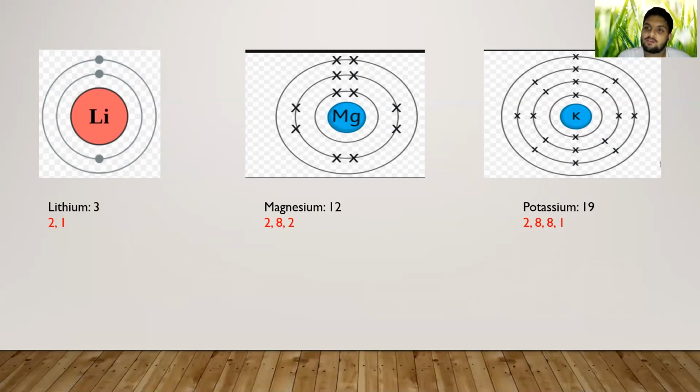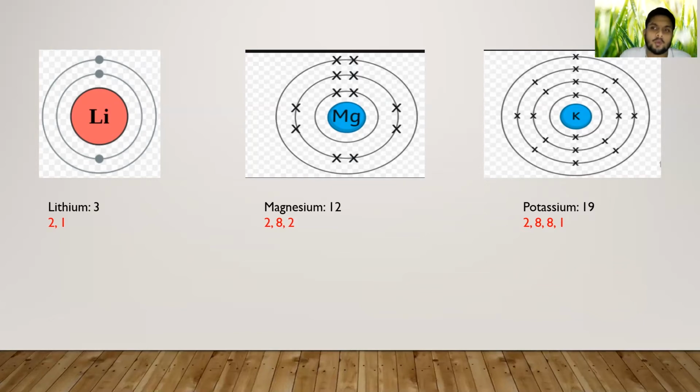Now, how to fill these electron shells? That's the most important thing. Here we can see lithium's proton number is 3, so lithium has 3 electrons. How are we going to put these 3 electrons into these electron shells? We remember our theorem. The theorem says that the first electron shell can contain only 2 electrons, but this one has 3, so we can't put all 3 into the first electron shell.